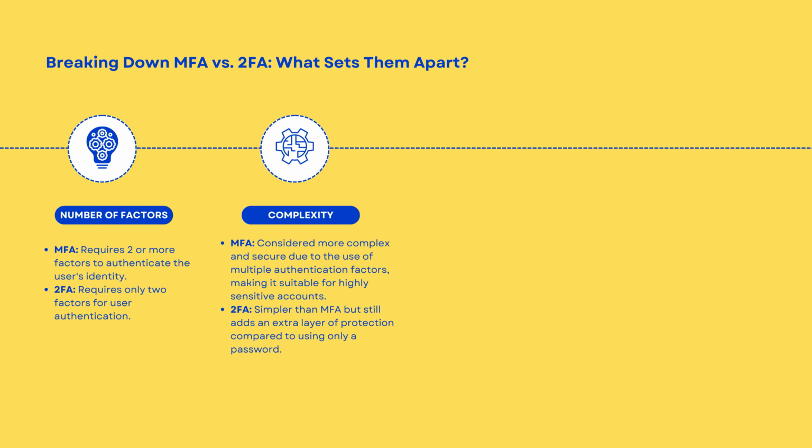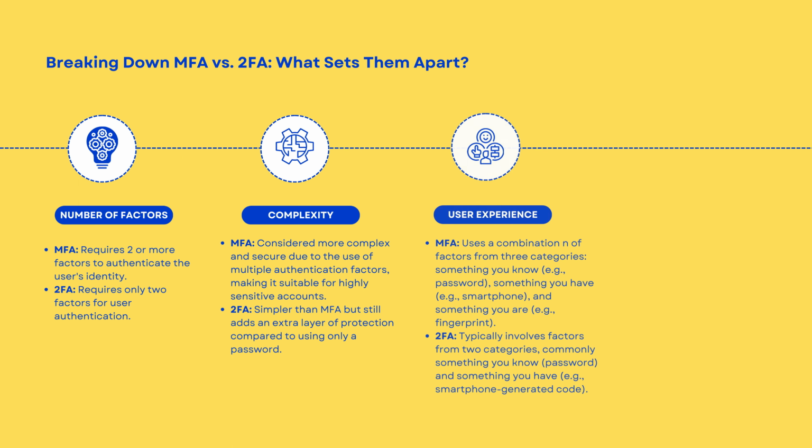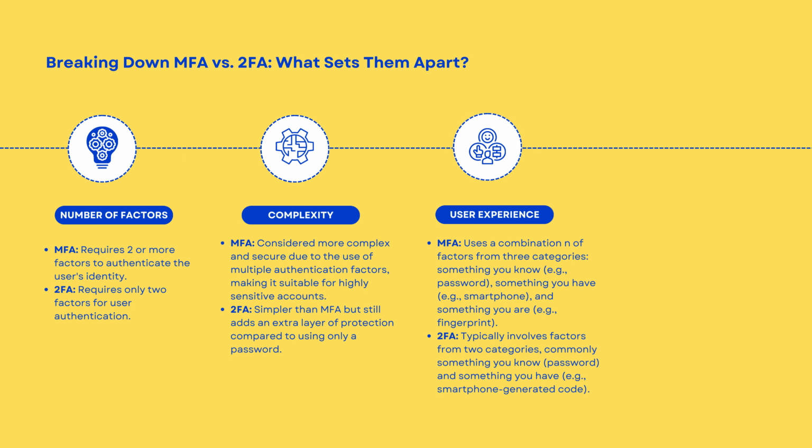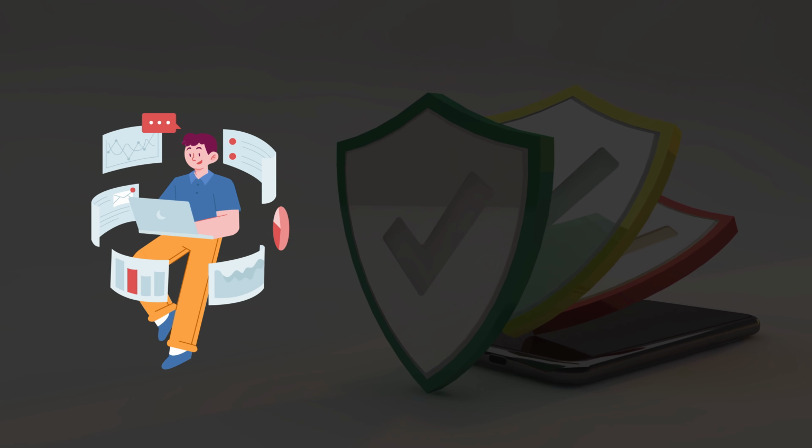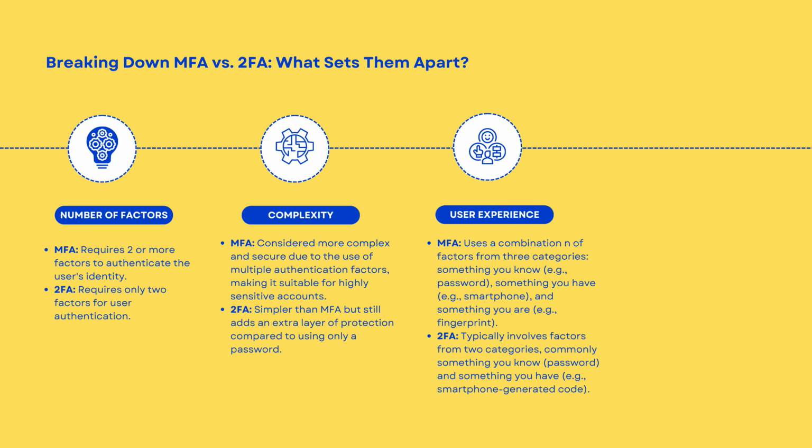The complexity. Multi-factor authentication is typically considered more complex compared to two-factor authentication, and it is more secure due to the use of multiple factors. It makes it suitable for sensitive accounts. User experience. Two-factor authentication is seen as more user-friendly because it strikes a balance between convenience of use and security. But multi-factor authentication is a little different and more difficult.